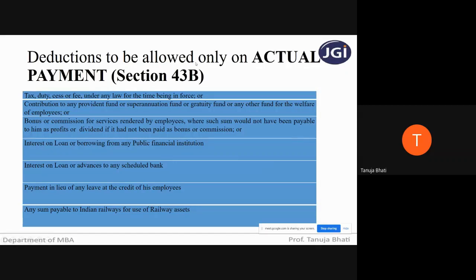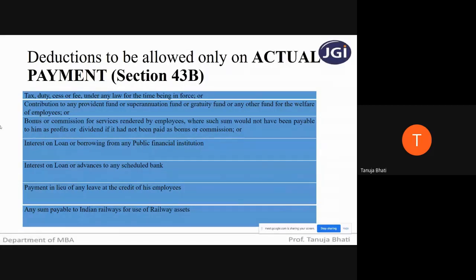Next is deductions to be allowed only on actual payment basis. What do you mean by this? This means that expenditures will be allowed as deduction only when you are making the payment of it. If you're not making any payment of it and you're just showing that this particular expense, suppose bank interest, in your P&L account, actual payment you have not made. So what government is saying, there are certain list of expenditures which you will be allowed as a deduction only if you have actually paid it, on or before the due date of filing the return.